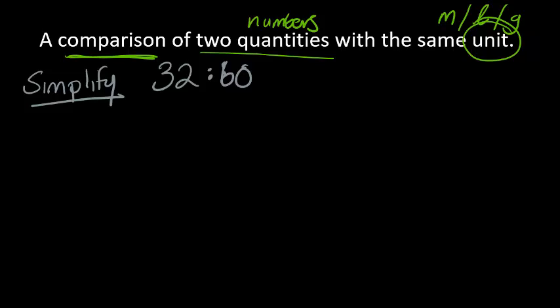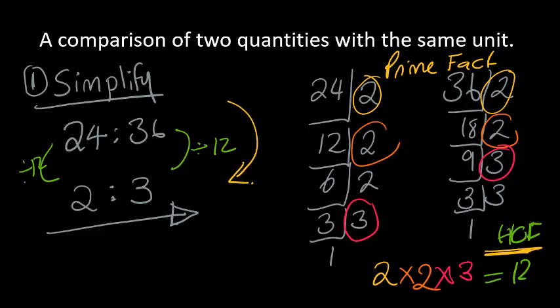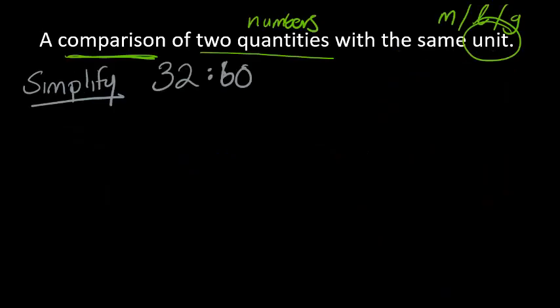If I'm looking now at this 32 to 60, what I did on this slide was my prime factorization. But you don't have to do that. I did that because I wanted to get the highest common factor in one step over here. But I don't have to do that. I can actually just factorize over here. I can look at those and say those are both even numbers, so I'm going to divide by 2 on both sides. 32 divided by 2 is 16, and 60 divided by 2 is 30.